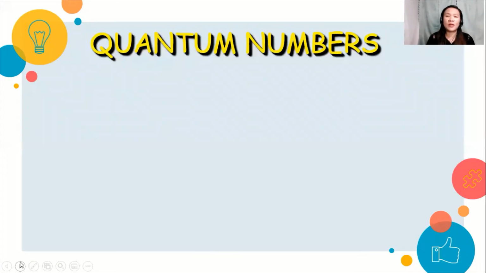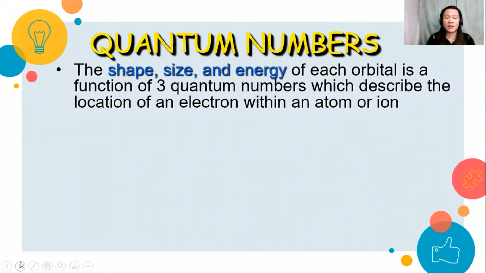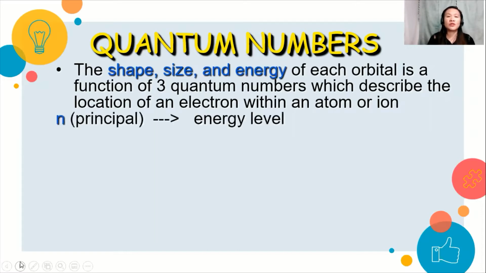So we mentioned that we actually have four quantum numbers, and the first three quantum numbers, the shape, the size, and the energy of each orbital, are a function of the three quantum numbers that we have described. These different quantum numbers describe the location of an electron within an atom or ion. The first quantum number that we learned is n, the principal quantum number, and this signifies the energy level. As we mentioned earlier, we have 7 energy levels that we can find in our periodic table.